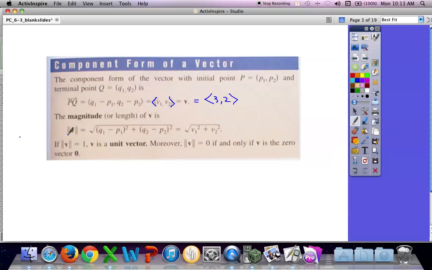And the formula then, now they're introducing this magnitude, the length of the vector, written with these double absolute value brackets on either side. And it's a distance formula. If you have the initial and the terminal points, then it's a distance formula using those. If you have the component form, it's just the square root of v1 squared plus v2 squared.